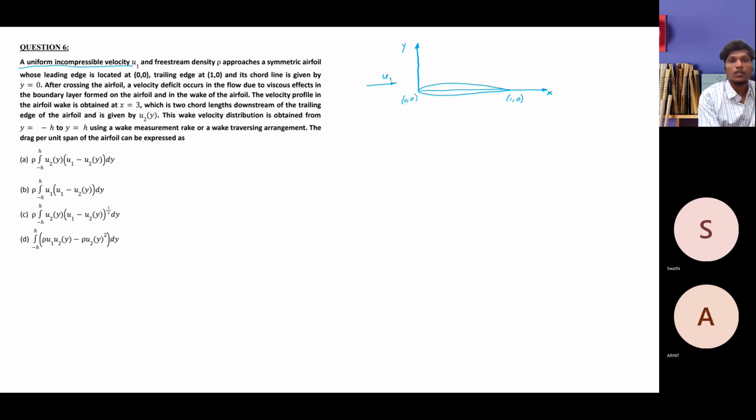The question is, after crossing the aerofoil, a velocity deficit occurs in the flow due to the viscous effects in the boundary layer. So let us see, if I take a plane here, let me do this carefully.